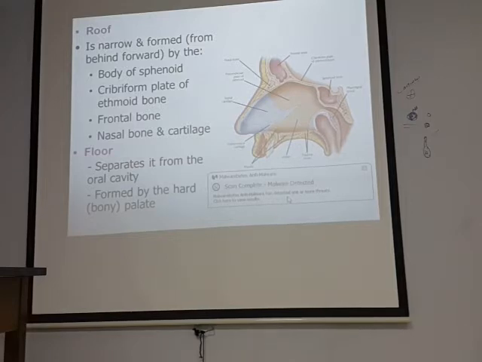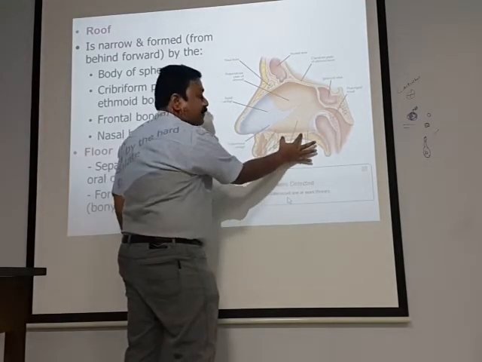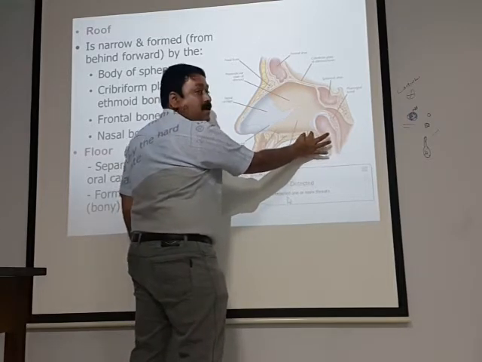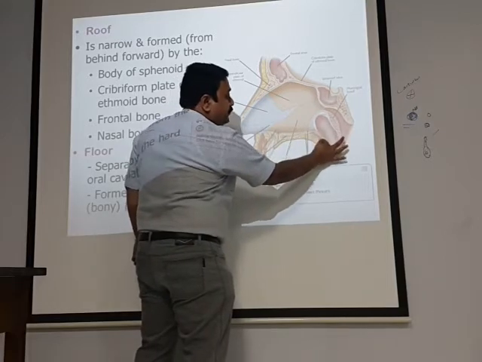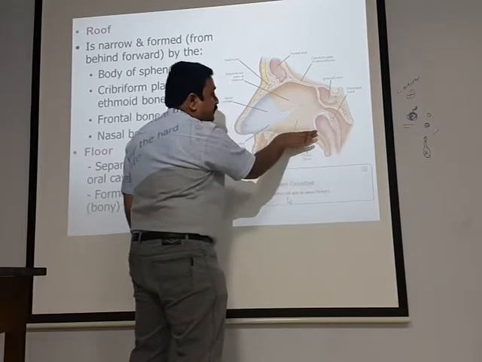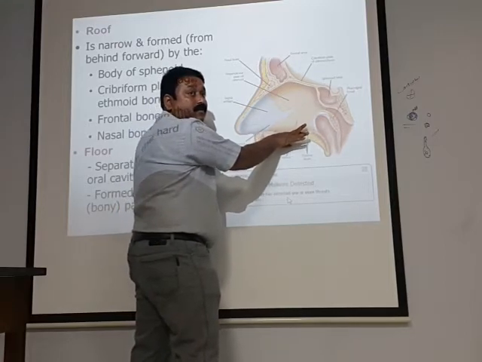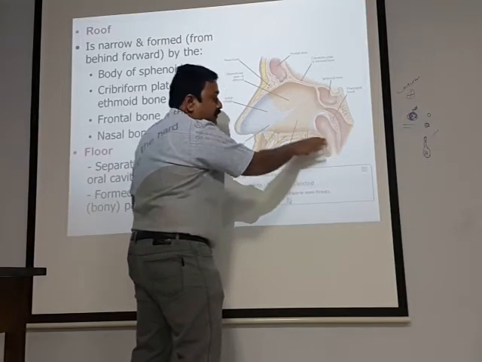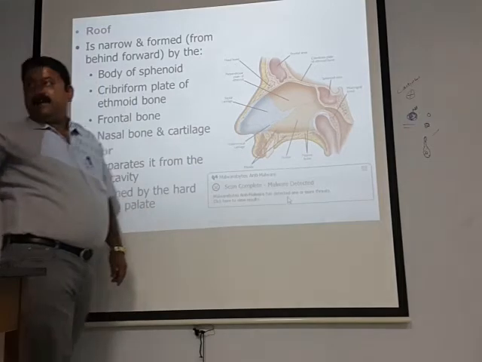So it is formed by the maxilla and the palatine bone. This part is from the maxilla, and this part is from the palatine bone. And this one is the soft palate. This we call the hard palate, made up of bone, and this is the soft palate, where there is no bone. So this is the floor of the nasal cavity. Is it clear? Yes.